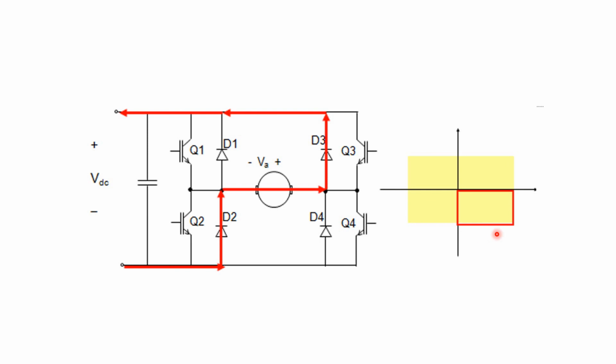Finally, for the fourth quadrant operation, Q4 is turned off, D3 is forward biased. Current flows from negative of the supply through D2, motor, D3 and then to the positive of supply. In this case, VA is negative but the current IA is positive. Hence, the motor operates in the fourth quadrant.